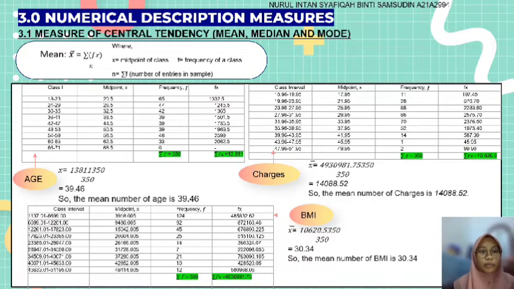Next, part 3.0, numerical distribution measure. 3.1, measures of central tendency: mean, median, and mode. The mean is the average of the sample. So the mean of age is 39.46, and the mean of charges is 145,088.52. For BMI, it is 30.34.